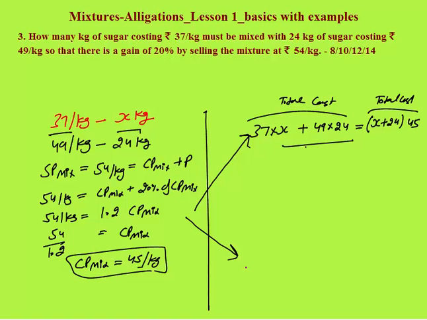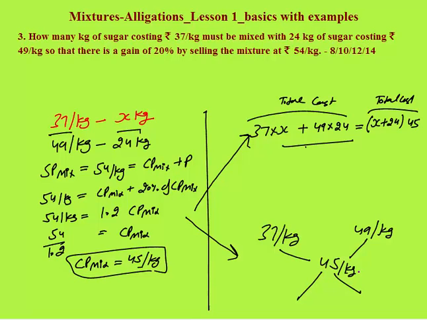Allegation, it's very simple. Now which two things are you mixing? We are mixing rice costing 37 per kg with rice costing 49 per kg. I need the average price to be 45. This is the average price. Average price will always be in between the two prices. The 37 I am mixing with 49.